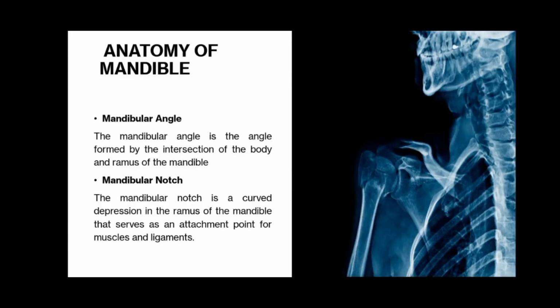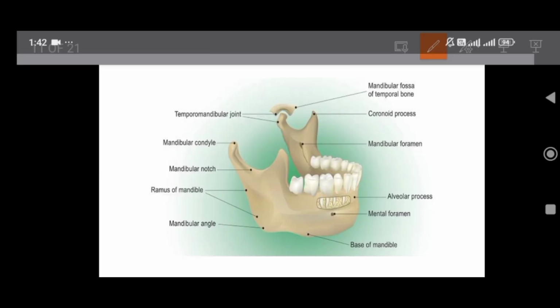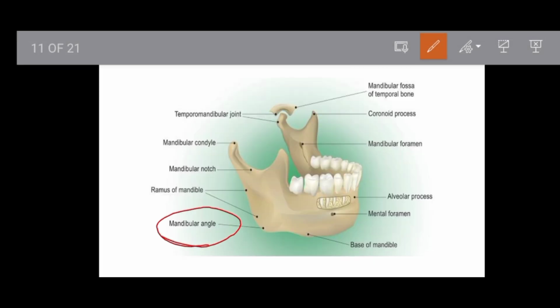Mandibular angle. The mandibular angle is the angle formed by the intersection of body of the mandible and ramus of the mandible. Mandibular notch. It is the curved depression in ramus. It gives attachment point for muscles and tendons. Here is the mandibular angle and mandibular notch.